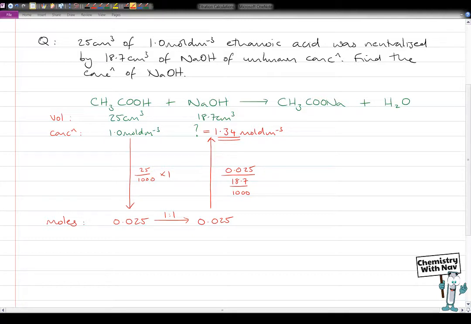Now, is that a sensible answer even? Well, the 25 cm cubed was at 1 mole per decimeter cubed, so if that's being neutralized in a 1-to-1 reaction by 18.7, we would expect it to be of a higher concentration. So yes, 1.34 is a sensible answer. So a nice simple mole calculation there.